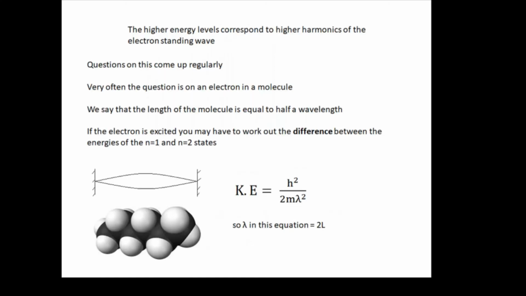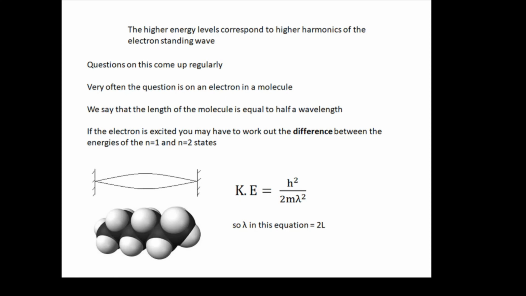Now, the higher energy levels would be your higher harmonics. An excited atom, n equals 2, would be the second harmonic. n equals 3 would be the third harmonic, etc. Questions come up on this quite regularly. Often it's called an electron in a box. Because the electron can only have certain wavelengths, it's confined inside the atom or, very often, in a molecule. It's called an electron in a box.